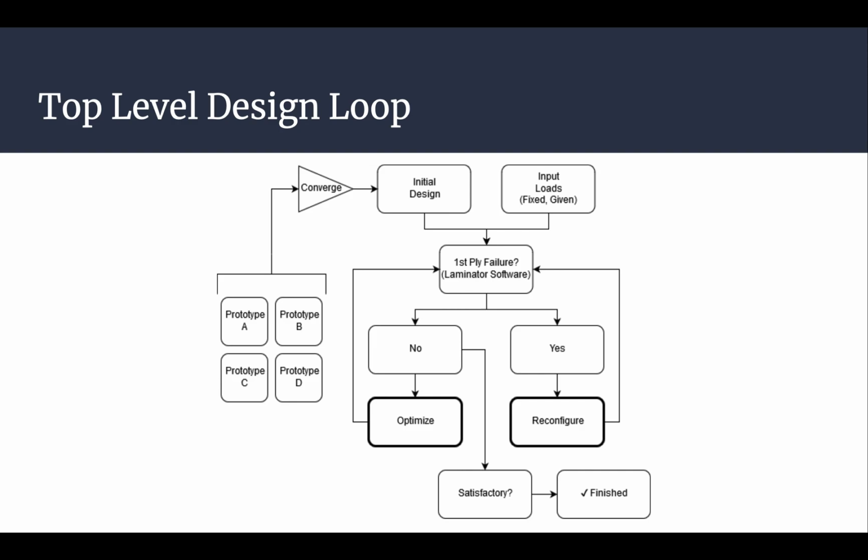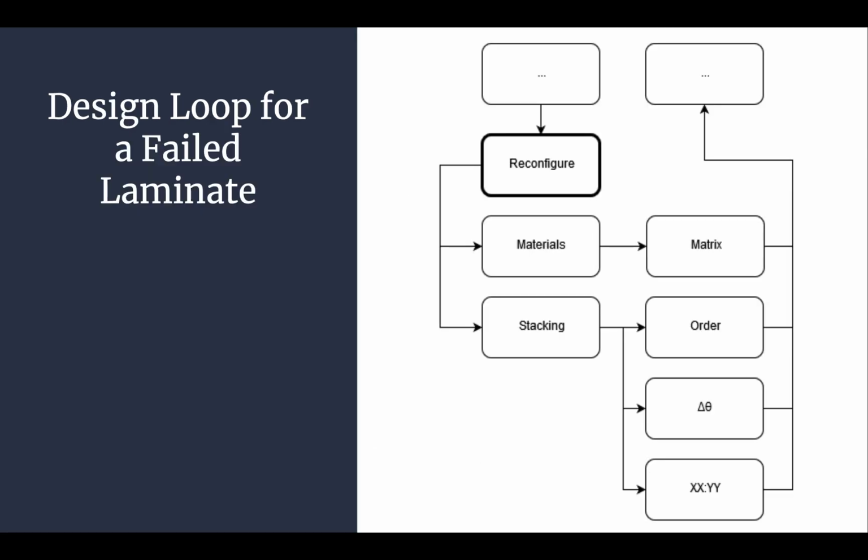And if the laminate failed, then we would go back, reconfigure it, and change up the layout and our specific parameters. This is going to go into more detail later on. Then we just iterated until we got a good solution. Once we got a good solution, we'd iterate on that and optimize it for our design variables. And once we were satisfied, we were finished with our final laminate.